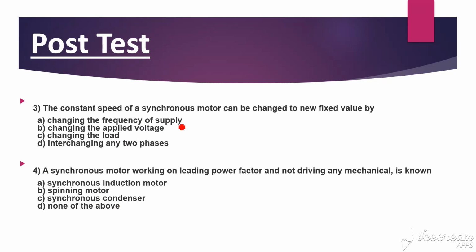The constant speed of synchronous motors can be changed to a new fixed value by what? We already discussed this question. The answer is simply by changing the supply frequency. Changing the voltage is also not the correct answer. The answer is option A, by changing the supply frequency.